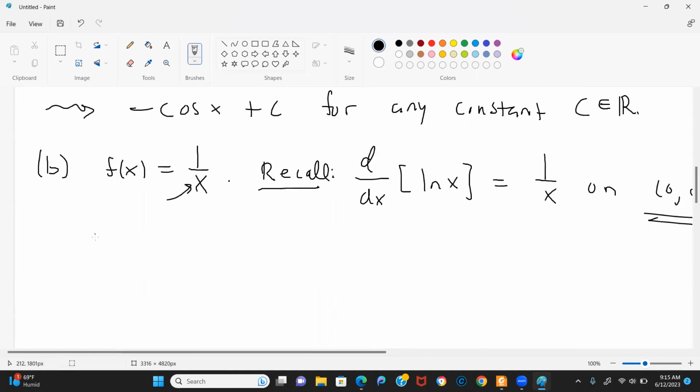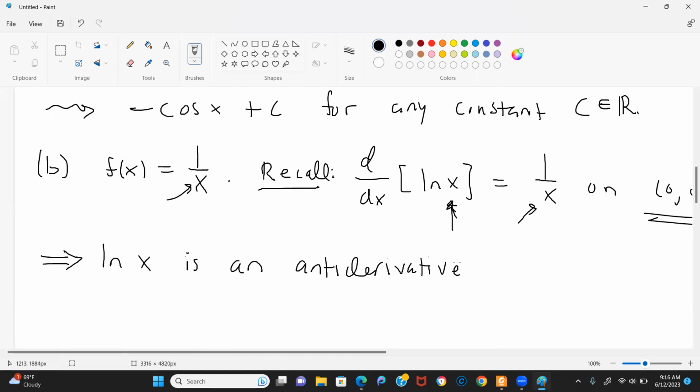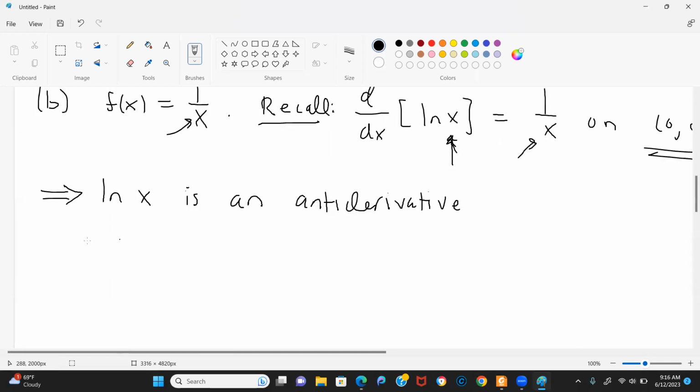So when you differentiate this function, you get this. So this implies ln of x is an antiderivative. It's one of the antiderivatives. It's a function whose derivative equals the given function. So this implies that ln of x plus c, for some constant c, is the most general one. Okay. So this right here is the most general antiderivative.